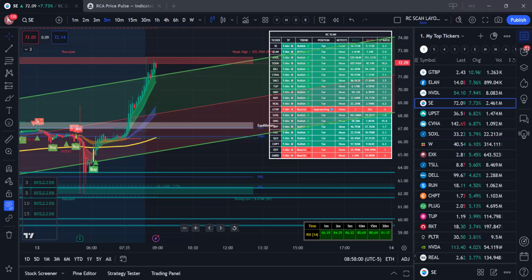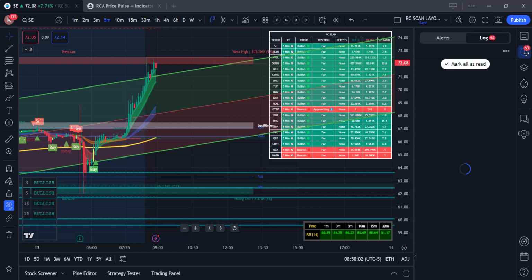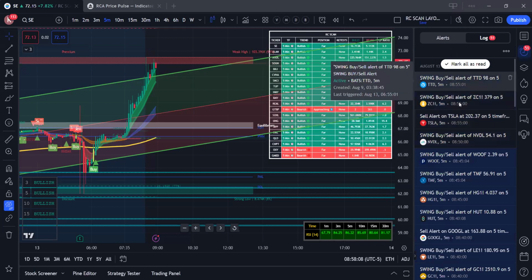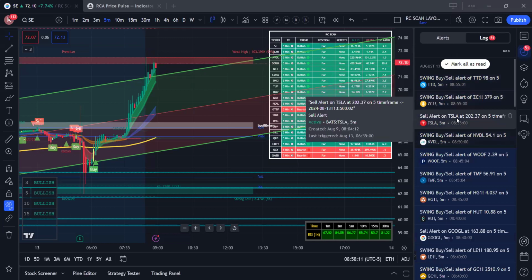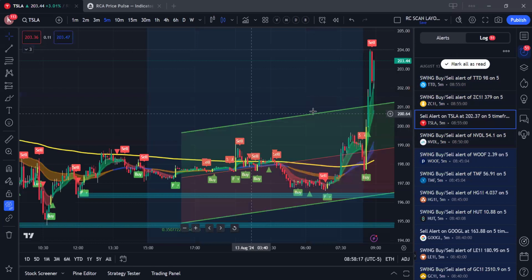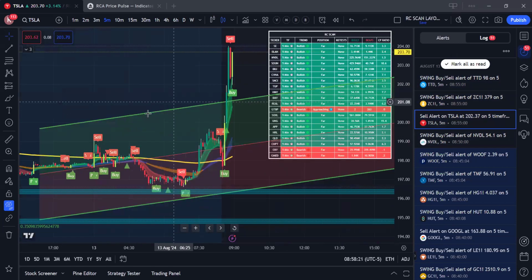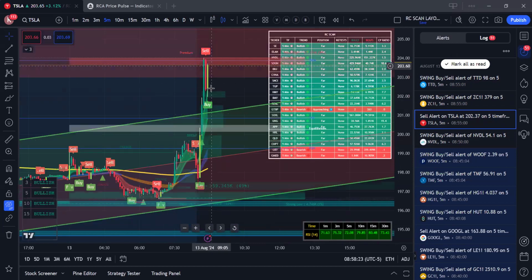Or the second approach is you can always set notifications using any one of the indicators like top trend or swing indicator. And whenever you receive a signal, for example, we got a sell alert on Tesla, we got a notification. So then we have to go and check: should we go ahead and buy puts here?